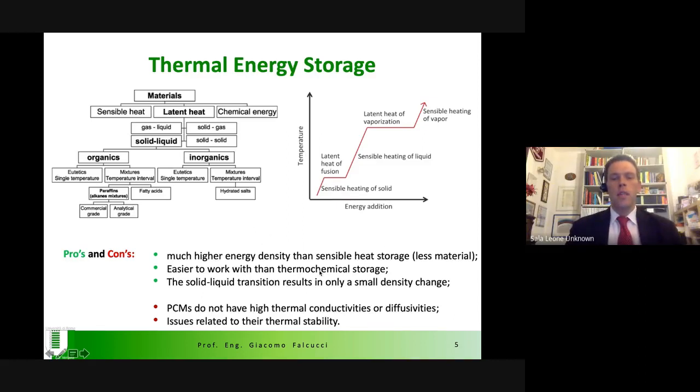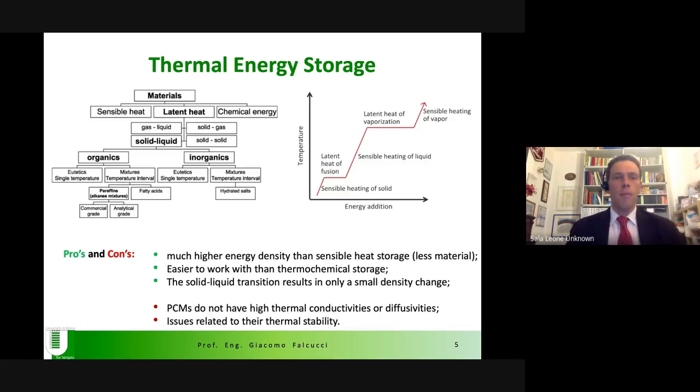It is easier to work with latent heat materials instead of sensible heat because they are chemically less aggressive, and the solid-liquid transition brings only a small density change, as stated before. The problem is that PCMs, so phase change materials, are characterized by low thermal conductivities or diffusivities, and this is a bottleneck from an operational point of view. And according to the different molecules, there can be some issues related to their thermal stability. Okay, so you do not know a priori how many cycles of melting and solidification you can do with your PCM molecule.